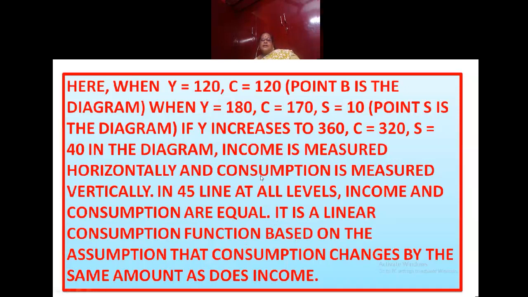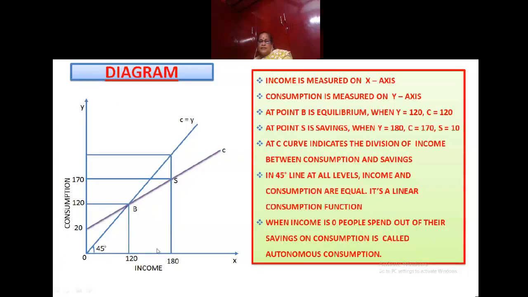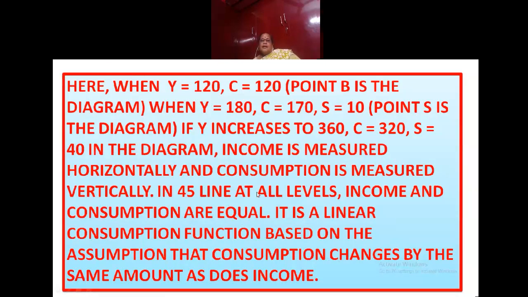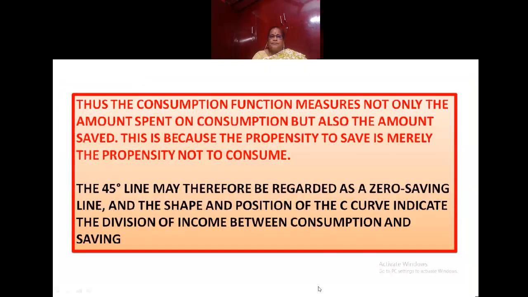Income is measured horizontally and consumption is measured vertically. And the same which I have told, in the 45-degree line, at all levels, income and consumption are equal. It is a linear consumption function based on the assumption that consumption changes by the same amount as does income.